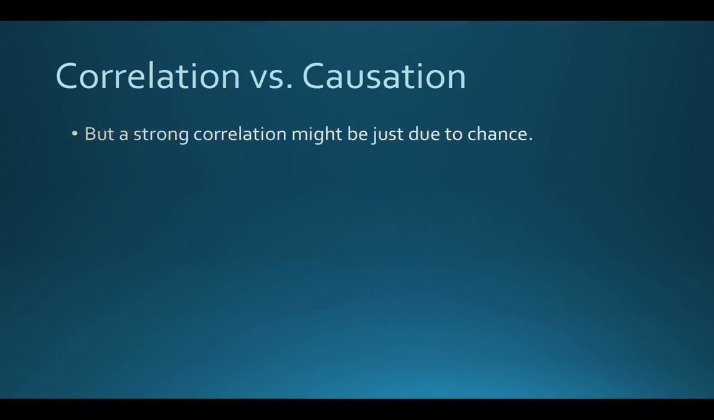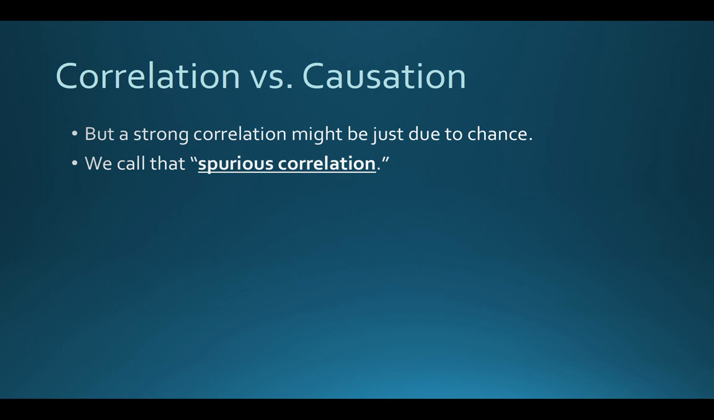It's possible that X does cause Y, but we can't tell that simply from a correlation. A strong correlation could just be due to chance, and we see examples where two things are correlated and it's just due to chance. There's not really any relationship there, and we call that a spurious correlation.